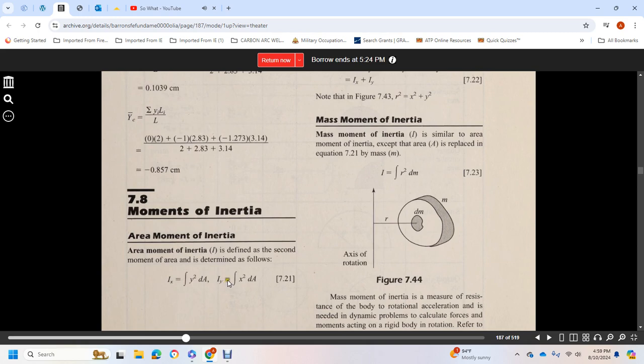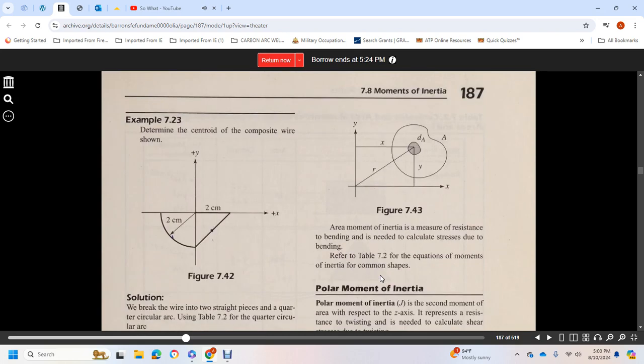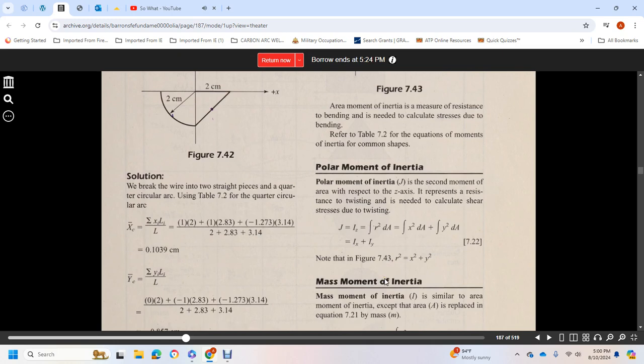Moment of an area: I_y equals the integral of x² dA, the distance squared times the area. The moment of an area is a measure of the resistance to bending, needed to calculate stress due to bending. Refer to Table 7-2 for moments of area for common shapes. Polar moment of an area is the second moment of the area with respect to the z axis, representative of the resistance to twisting, needed to calculate shear stress due to twisting.